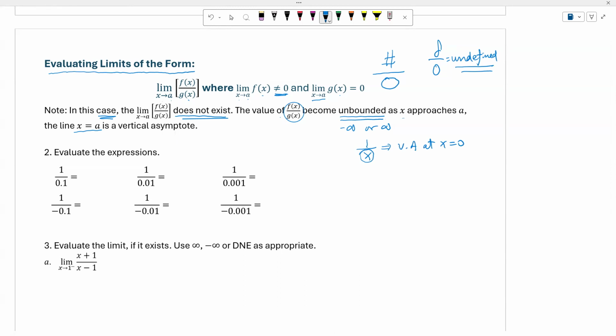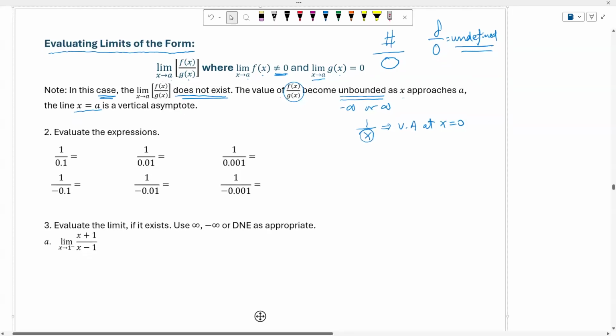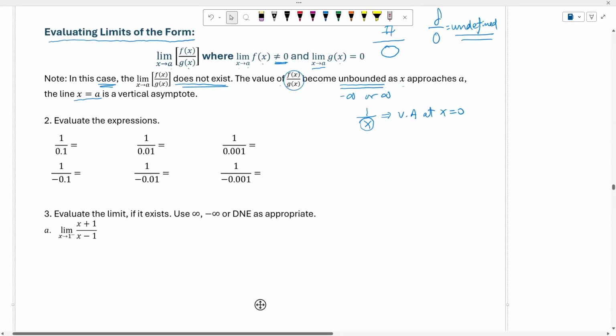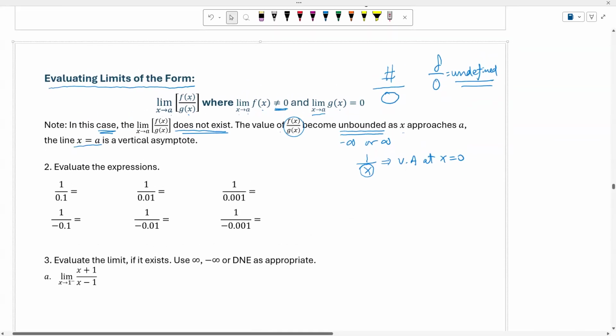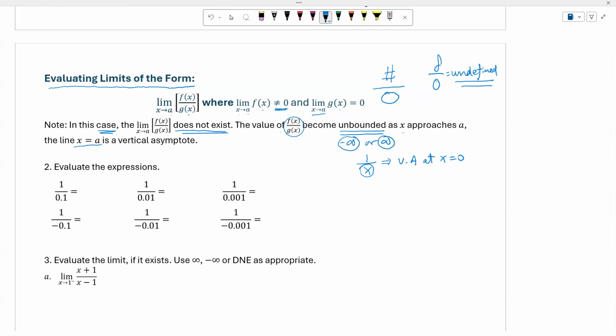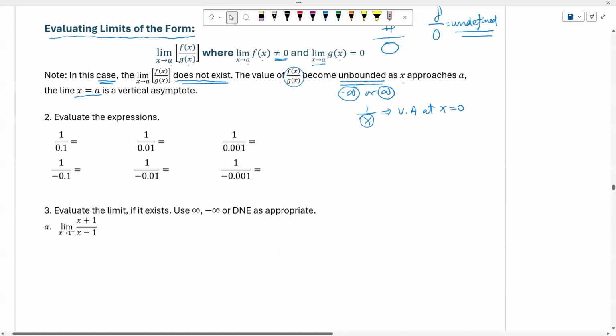Then this is the idea. Now, how do we actually work out this problem? I know that the answer to the limit is either negative infinity or positive infinity. However, how do I know whether it is negative or positive infinity? Now let us look at the following pattern.